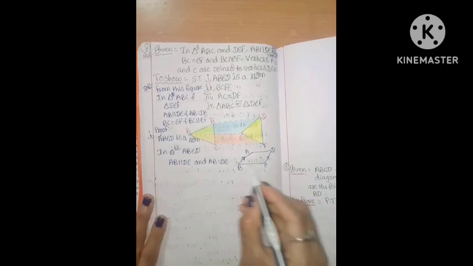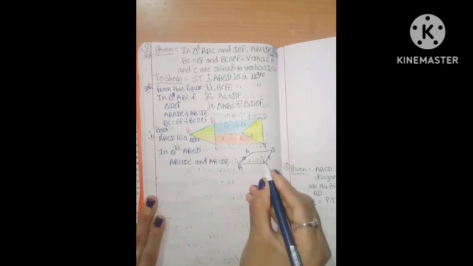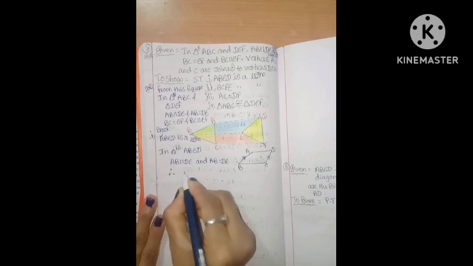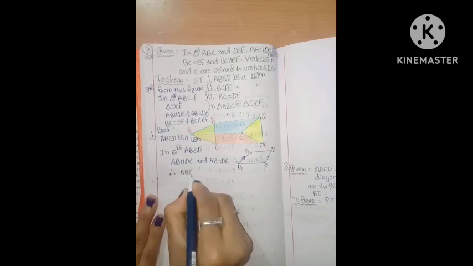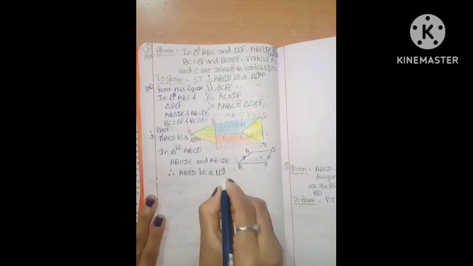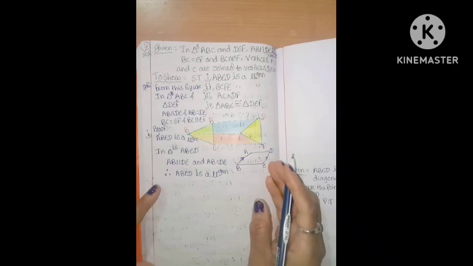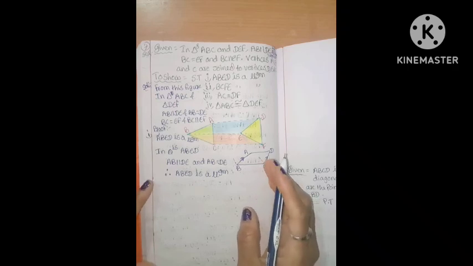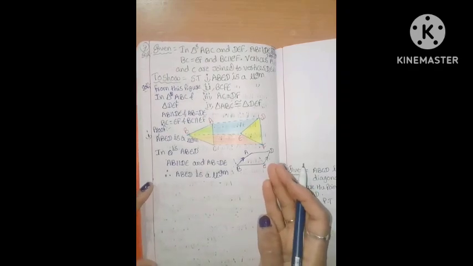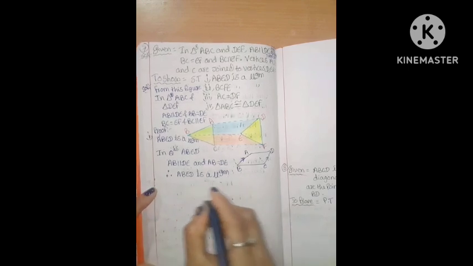The one pair of opposite sides are parallel. So is it a parallelogram? Yes, it is a parallelogram only. So therefore ABED is a parallelogram. Parallelogram means one pair of opposite sides are equal, or both pairs of opposite sides are equal in a quadrilateral. So then the quadrilateral is called a parallelogram. We know that only.